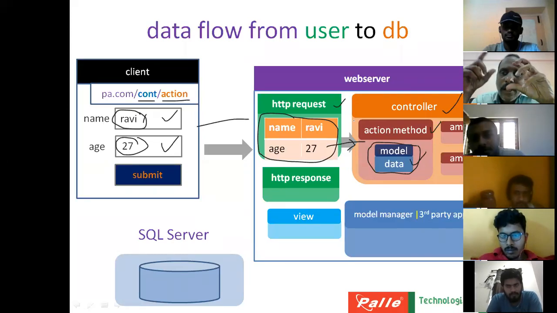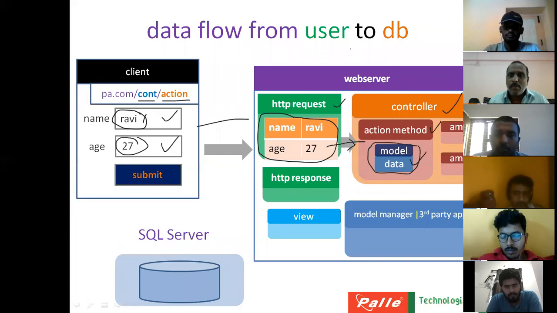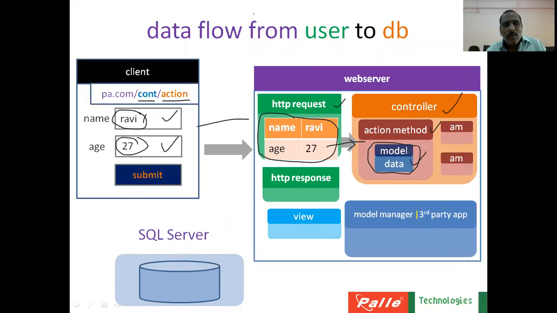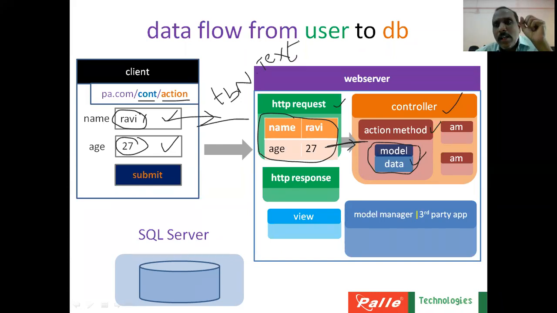So that control data will automatically come into your model. MVC eliminates unwanted coding required for reading the control data. Normally in ASP.NET applications, you will be writing the control ID dot text property. But all that coding is not really required in MVC. Automatically your control data will come into the model.